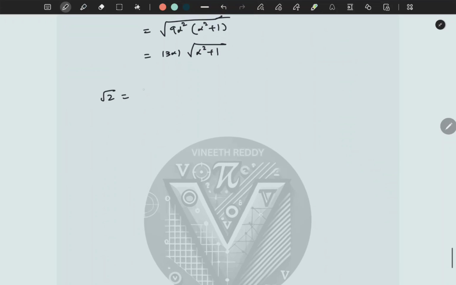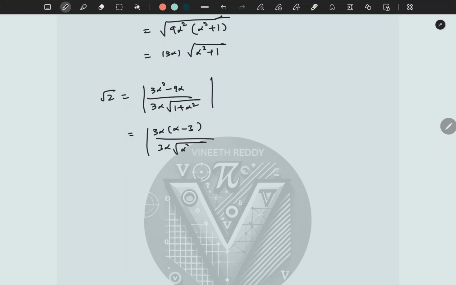3 alpha square minus 9 alpha, and in the denominator we have 3 alpha into under root 1 plus alpha square within modulus, right? So in the numerator again we can take a 3 alpha common. So we'll be remaining with alpha minus 3 by 3 alpha into under root alpha square plus 1. So we can cancel this.